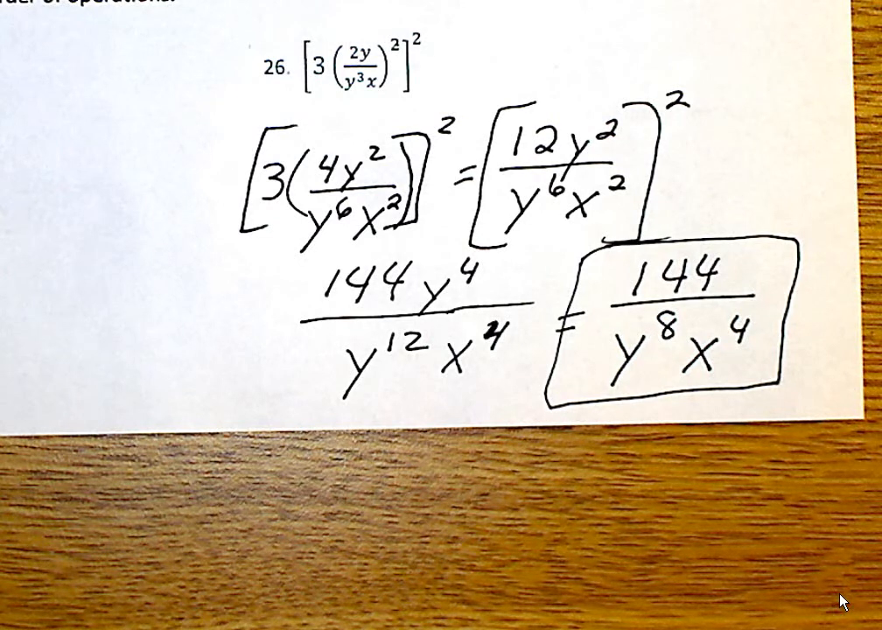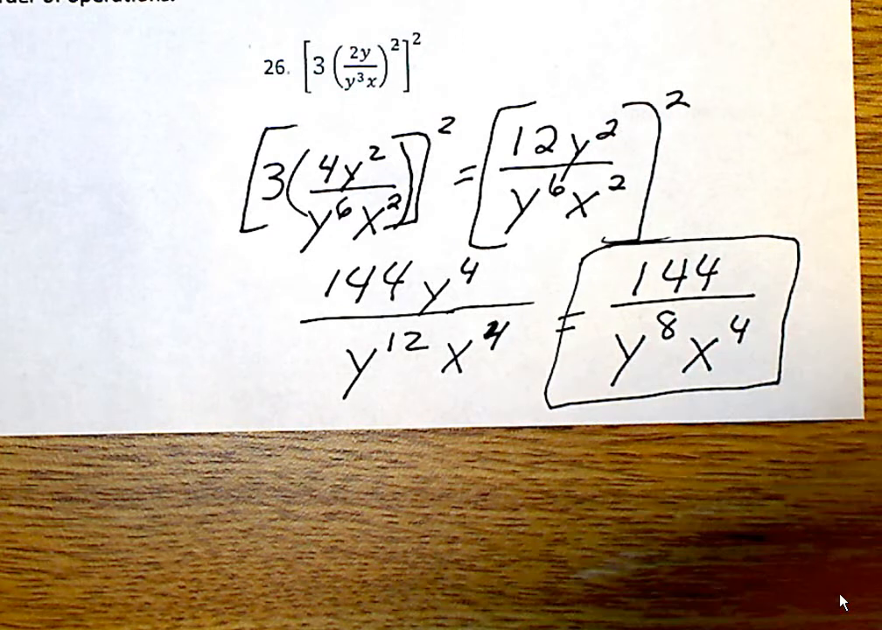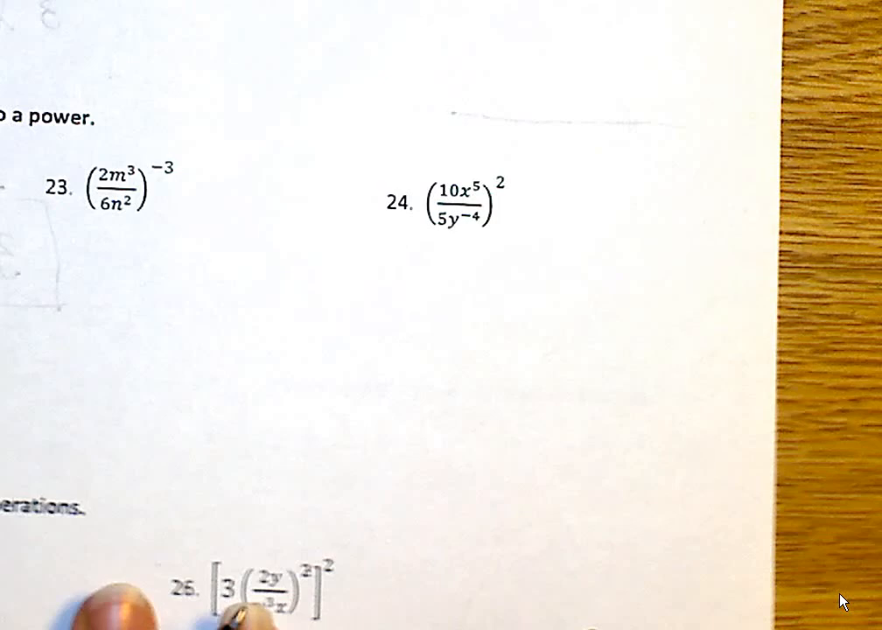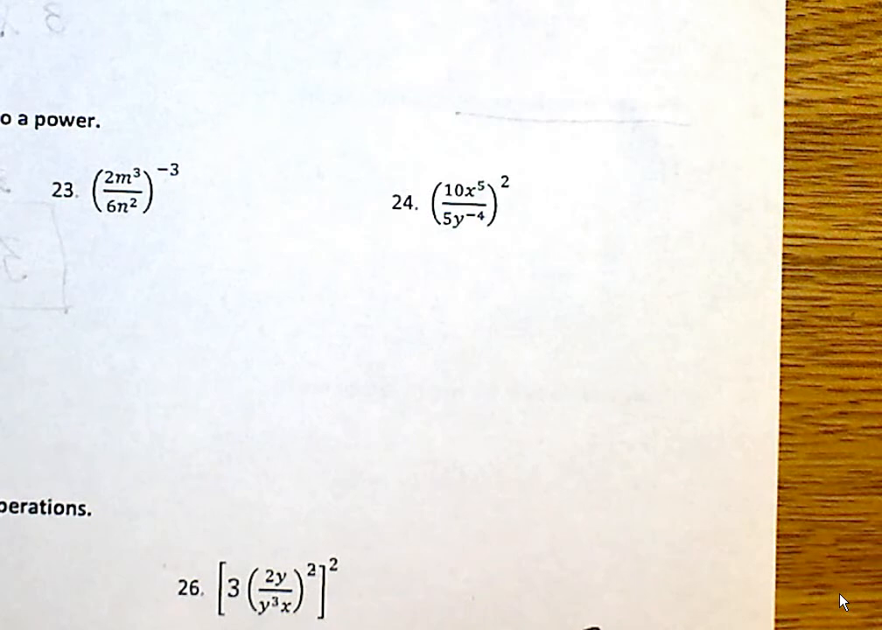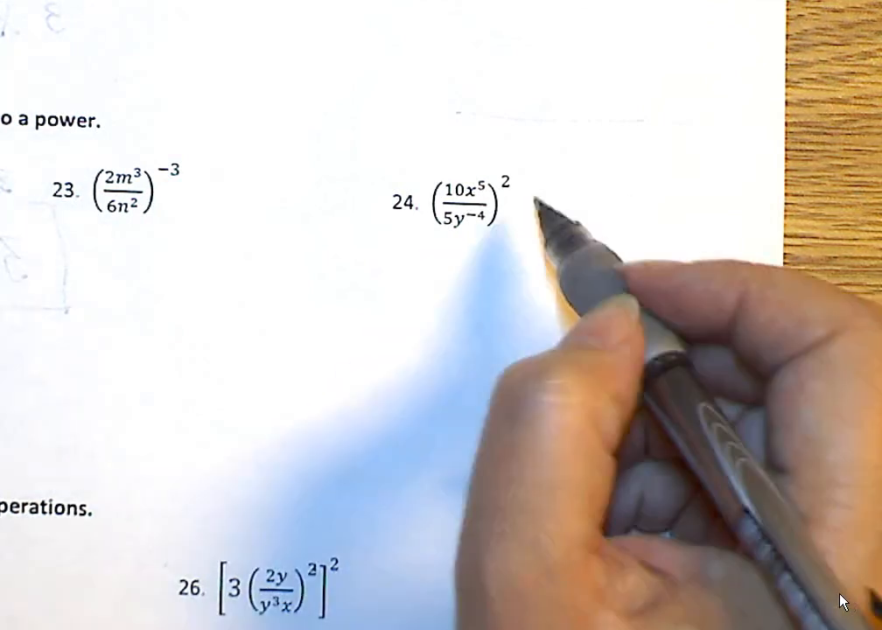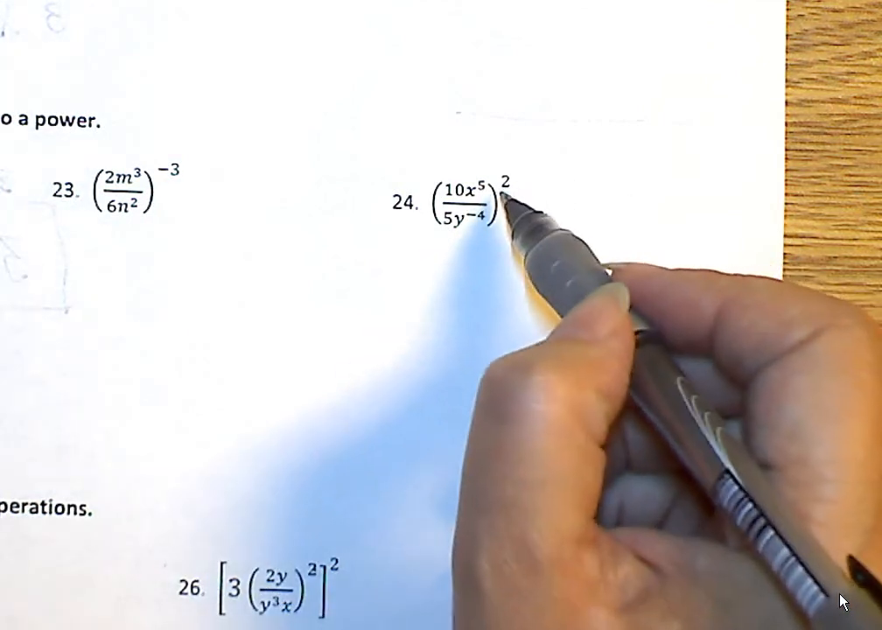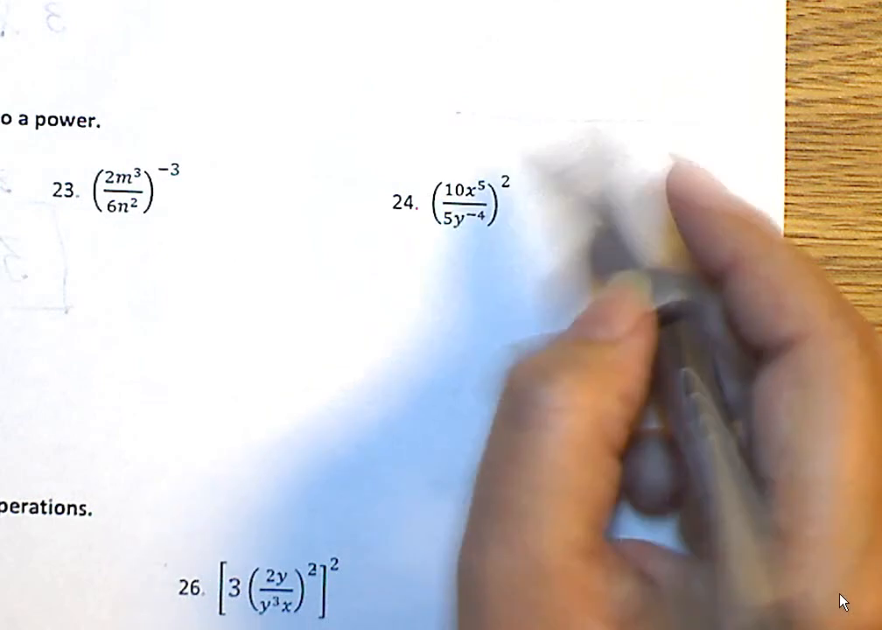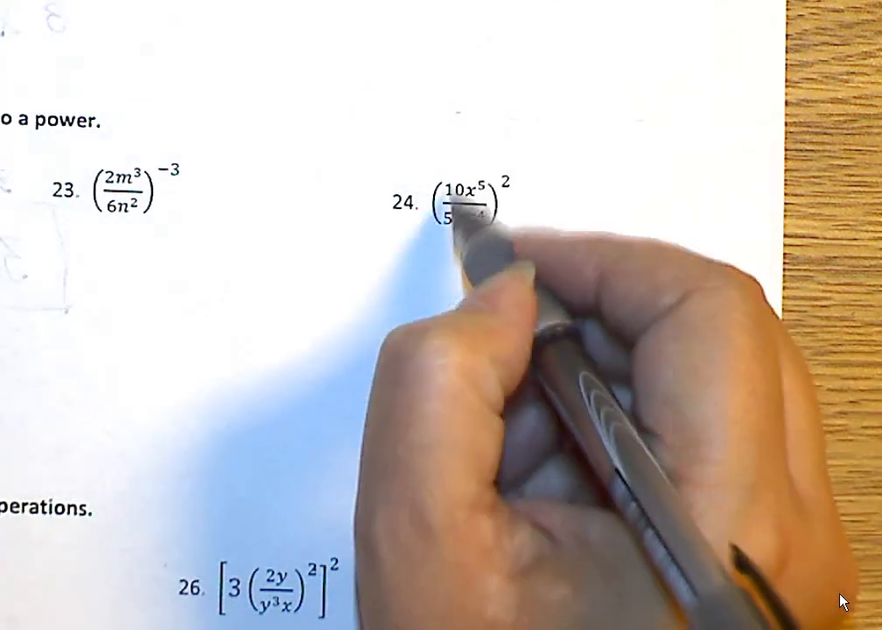Other ones you want to see? Yep, 24. 24, simplify. Alright, so we're simplifying these. The first thing we'll do is exponents. So we're going to distribute this, or actually, if you wanted to reduce this, let's reduce this first.